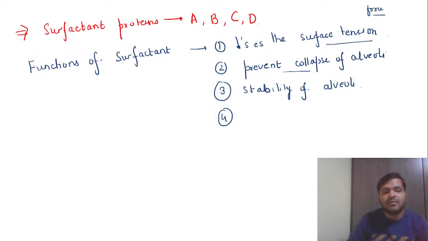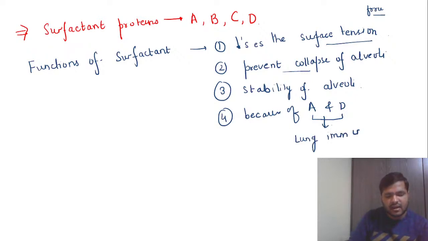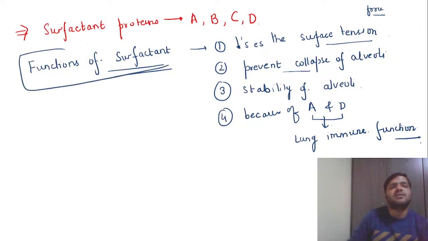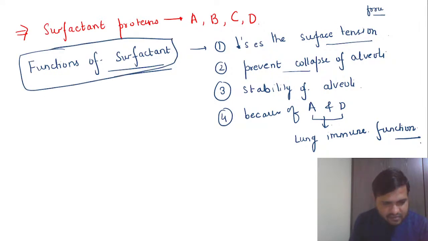And functions of surfactant, because of two proteins, A and D especially. Just remember, these have lung immune function as well. So yeah, these are the functions of the surfactant, the physiological functions of the surfactant. Is it clear to each one of you guys?